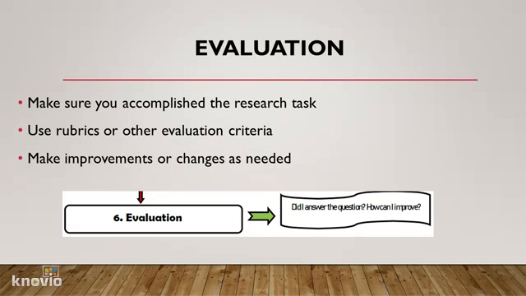The last step, evaluation, will ensure that your research project meets all the requirements. For this step, use the rubric that your teacher has provided or other evaluation criteria to check your work. Feel free to make improvements and changes as needed. 2 simple guiding questions in your handout for this last step are as follows. Did I answer the research question? How can I improve my work?